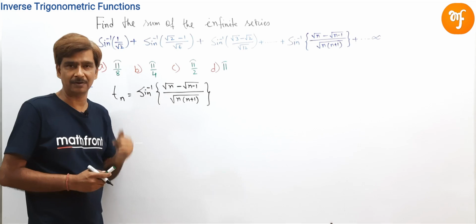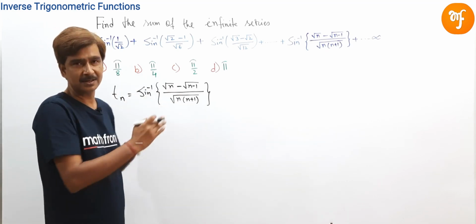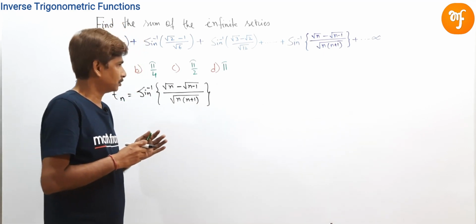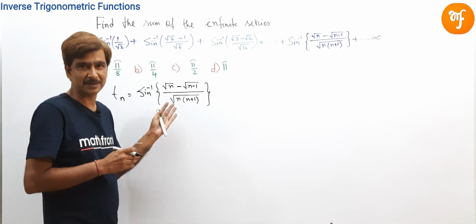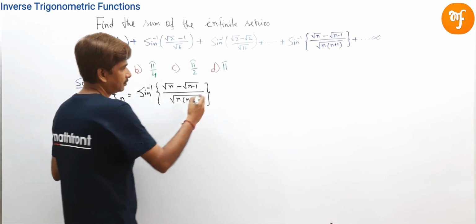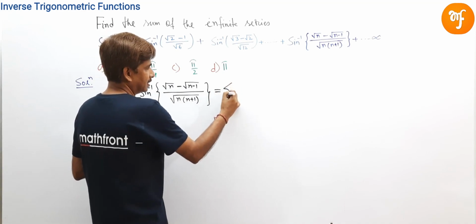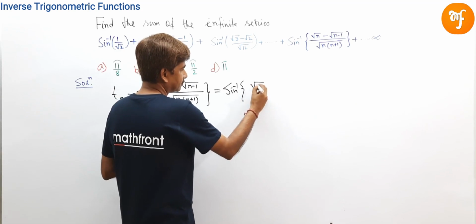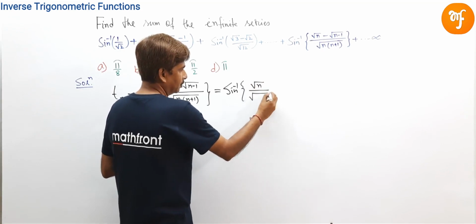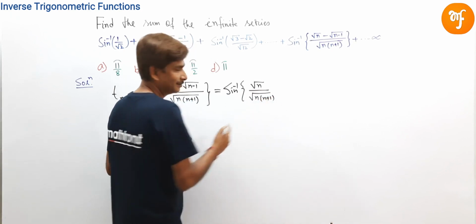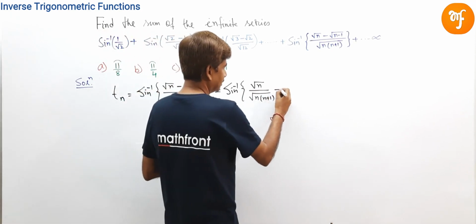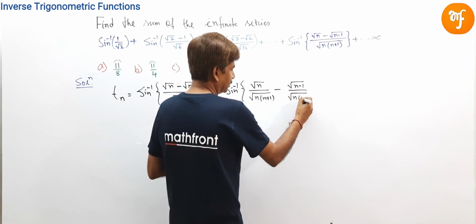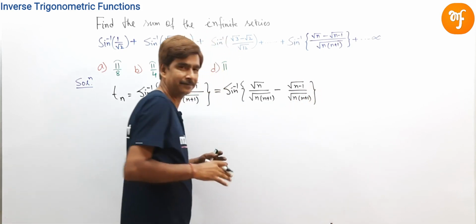So, this is the nth term, it is confirmed. Now, we have to express this in the form of sine inverse of x minus sine inverse of y. Trying to express this in that form, this can be written as sine inverse of root n divided by root over n into n plus 1, minus root over n minus 1 by root over n into n plus 1. Okay. Clear?